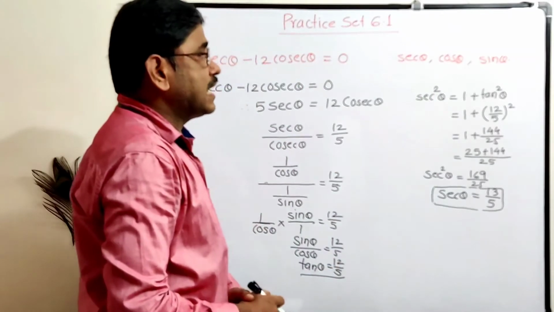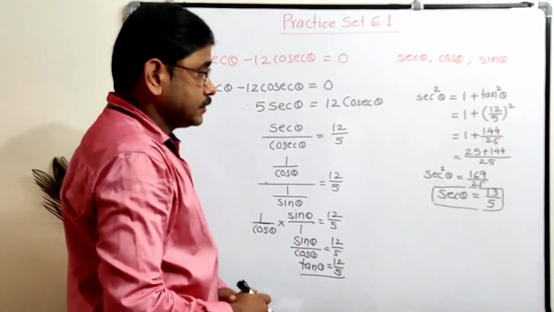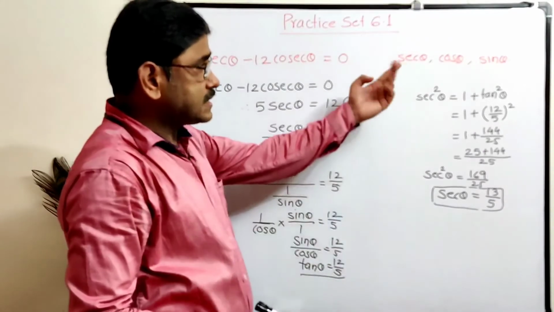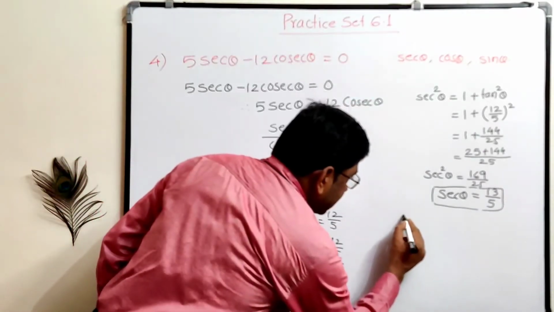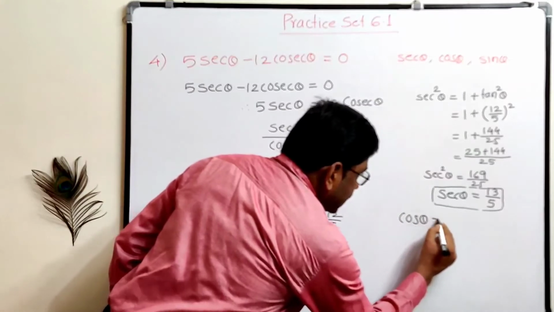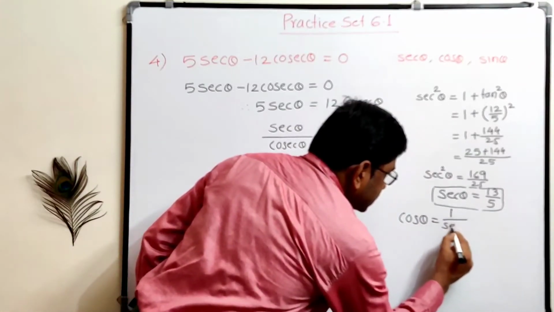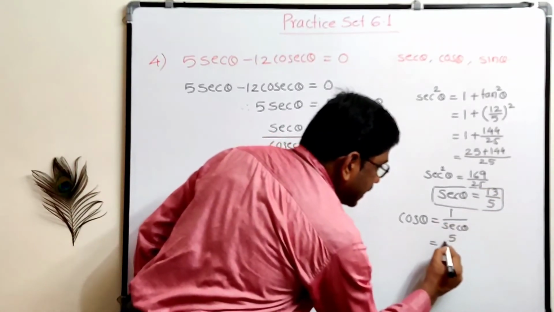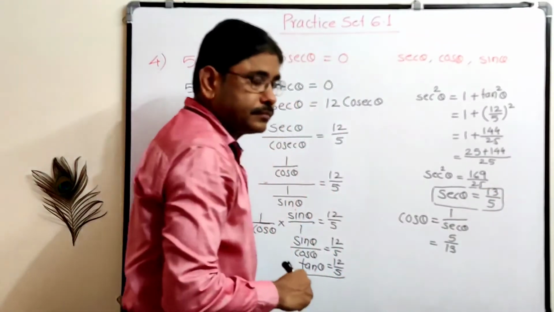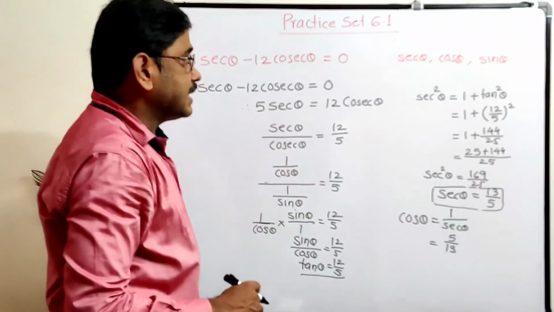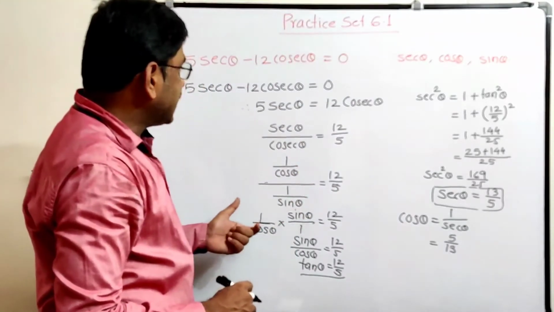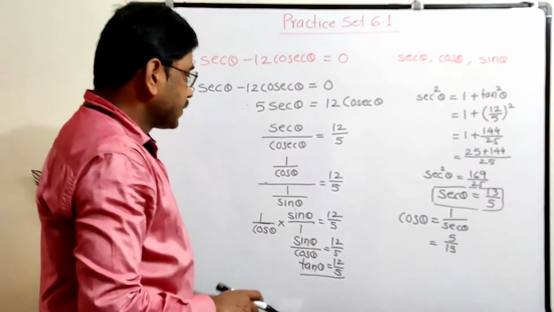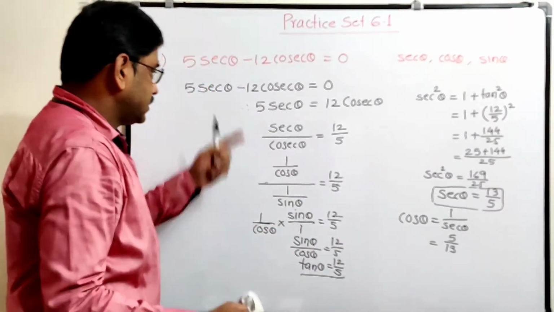Now find cos theta and sin theta. So here sec theta, the reciprocal of sec is cos. So cos theta is equal to 1 upon sec theta. So sec theta is 13 by 5, therefore it is 5 by 13. Now find the sin theta. Sin theta is equal to, how will we get sin theta? Using the cos theta, the formula. Is it clear this one?